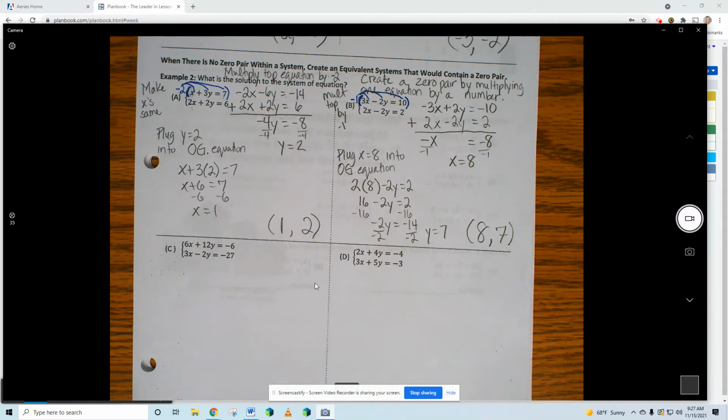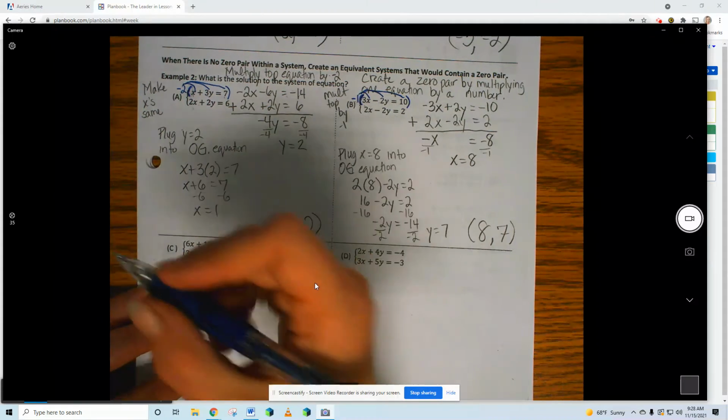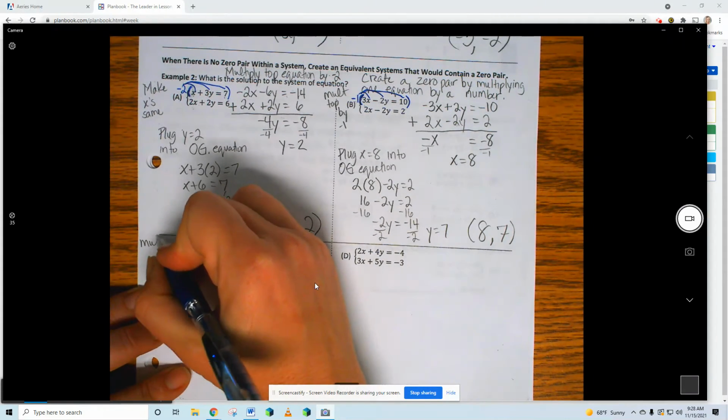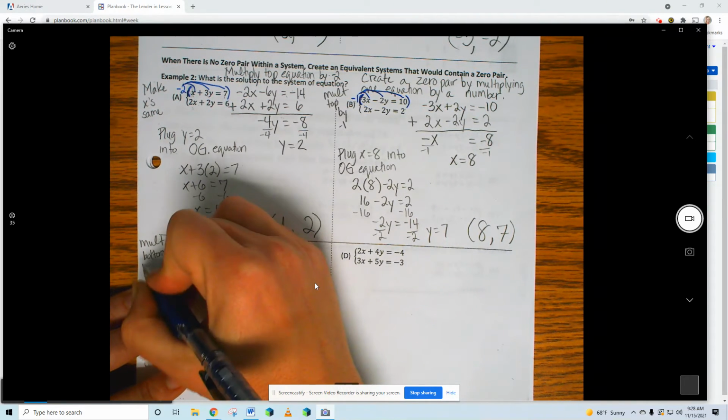I obviously can't make them both a 2. I could make them both a 6, couldn't I? Oh, no, I can make them both a 12. So I have to change this 2. What number do I multiply 2 by to make it a 12? 6. There. Multiply the bottom equation by 6.